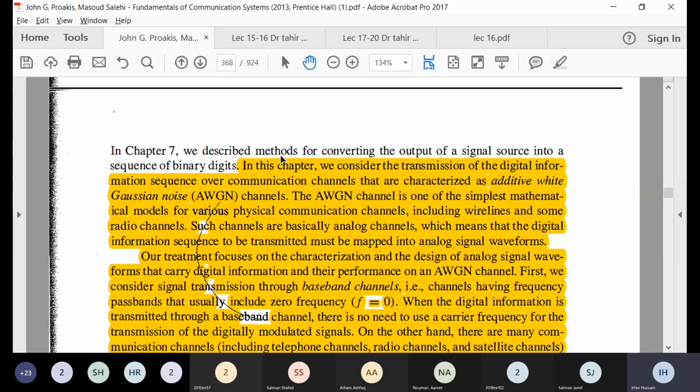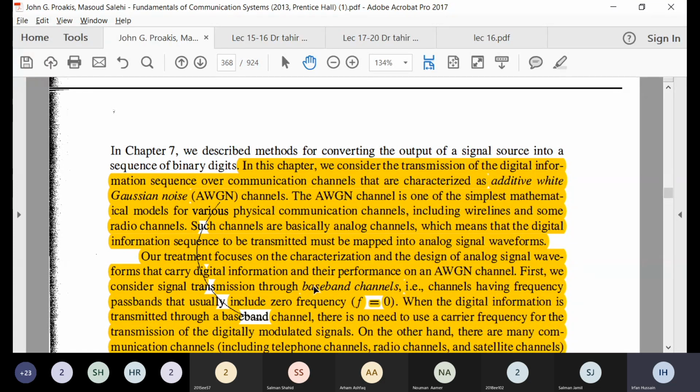So we have seen AWGN is one of the fundamentals, also a model for many channels. Now here we will focus on design of waveforms that can carry my digital data through this AWGN channel. So we are assuming that we have discretized our data. Our data was analog, but we have made it digital. Now that digital is to be sent through a channel.